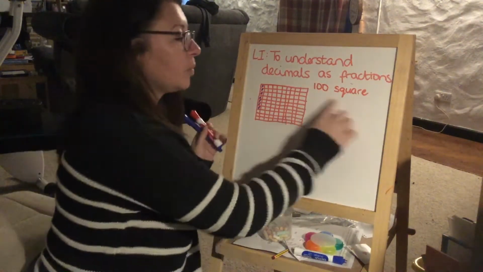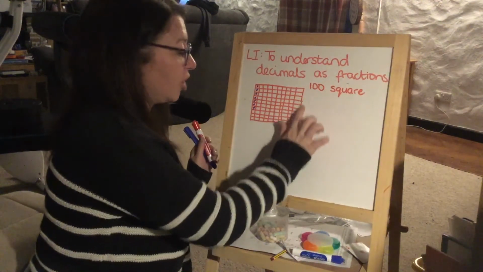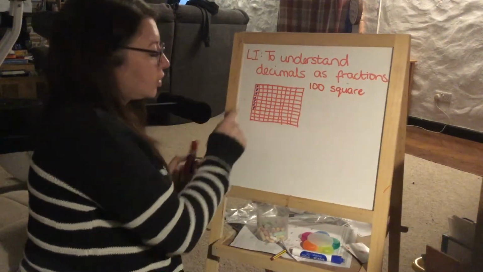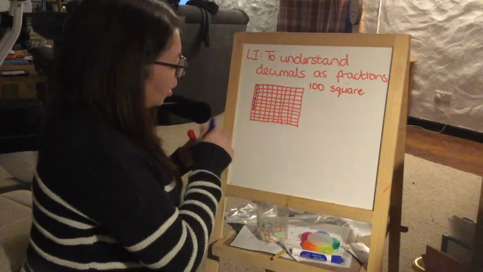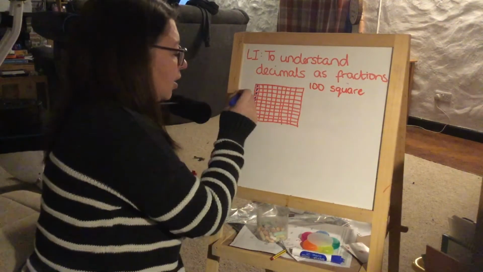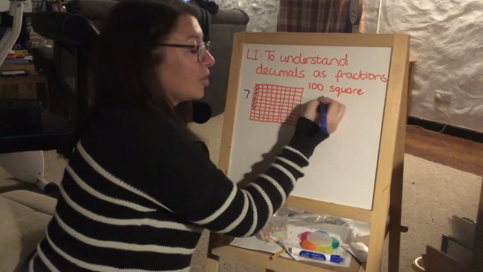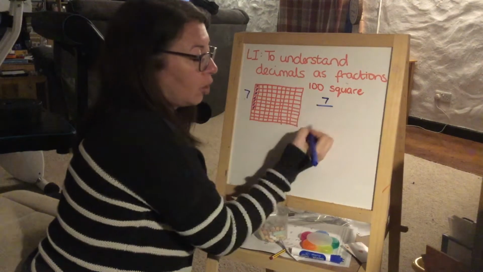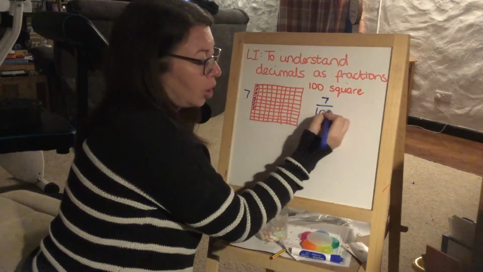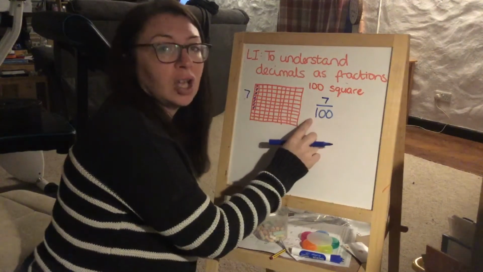So you're going to have a 100 square, okay? Mine isn't perfect, but there are 100 squares. And you'll have so many coloured in. So here I have got 1, 2, 3, 4, 5, 6, 7 coloured in. And what that means is I have got 7 out of 100. Okay, there are 7 out of 100 coloured in.